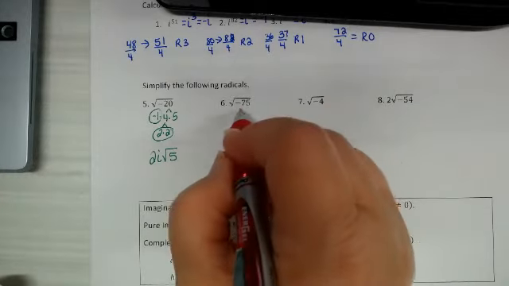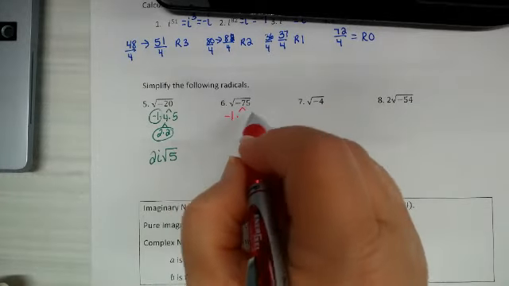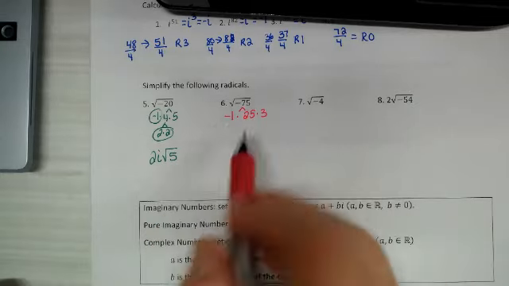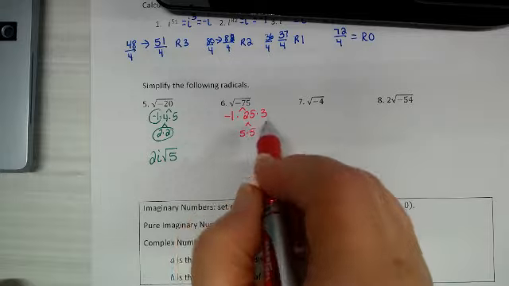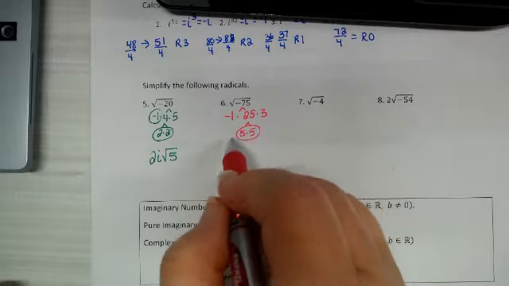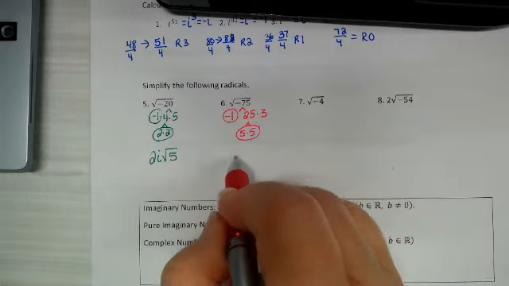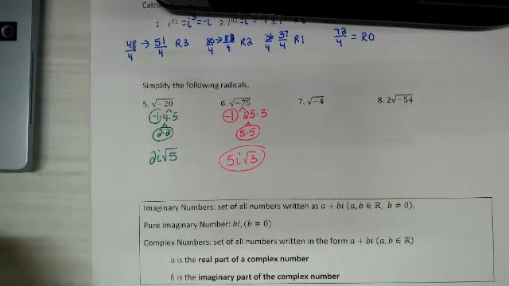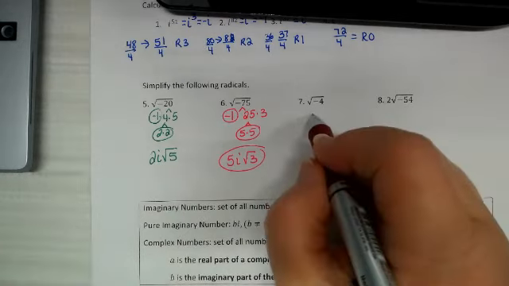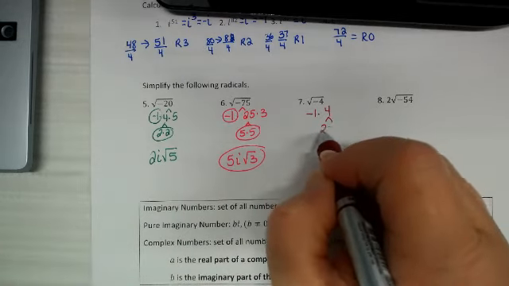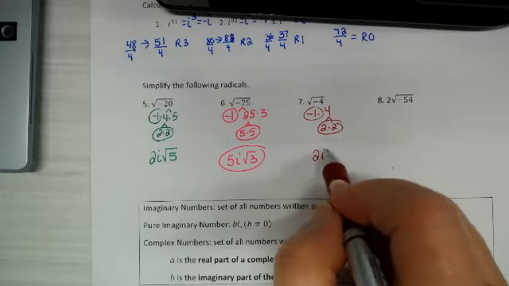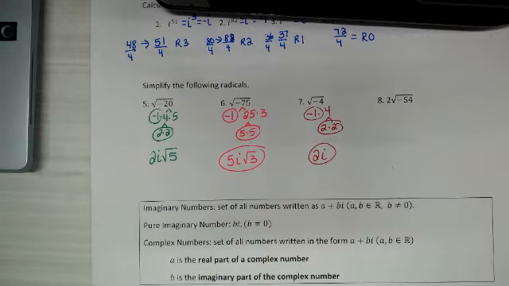Let's do the same thing with 75. 75 is 25 times 3. Notice I took out -1 because I know that's a negative. 25 is 5 times 5. 5's got a buddy. It's going out with the i. 5i root 3. Square root of -4. Oh, I mentioned this earlier. I know the square root of 4 is 2, and the square root of -1 is i. And there's my answer.